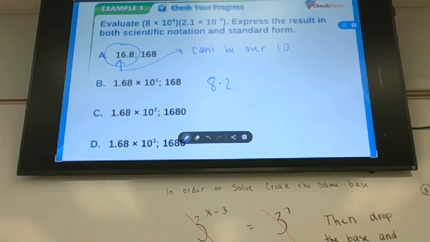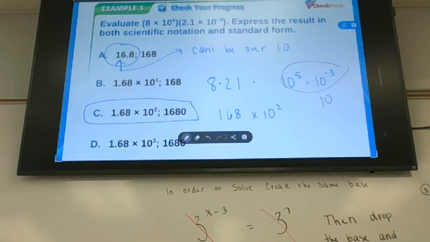Let's say I don't have a calculator. Obviously, 8 times 2.1 is 1.68. But what do I do with 10 to the 5th times 10 to the negative 3rd? Correct. When you're multiplying the same base, you add exponents. So that's going to be 10 squared. Easy. We're practicing properties of exponents still. I would do 5 plus a negative 3 to get 10 squared.